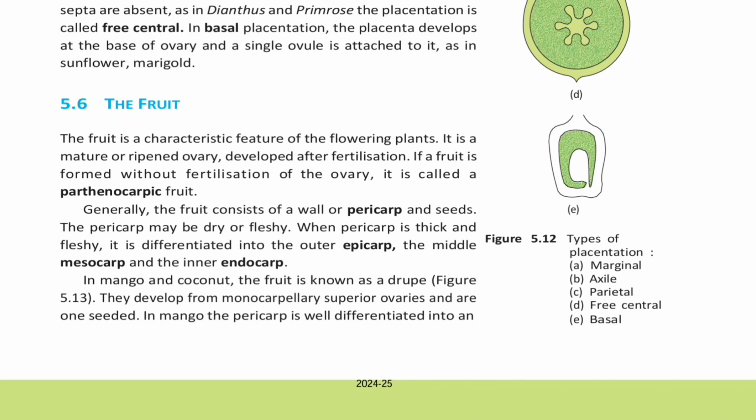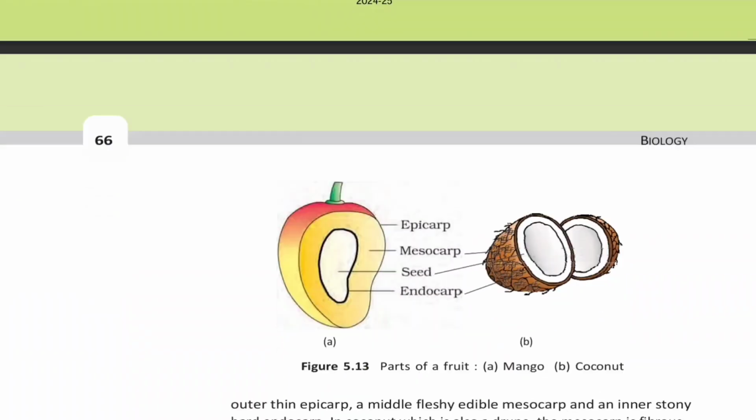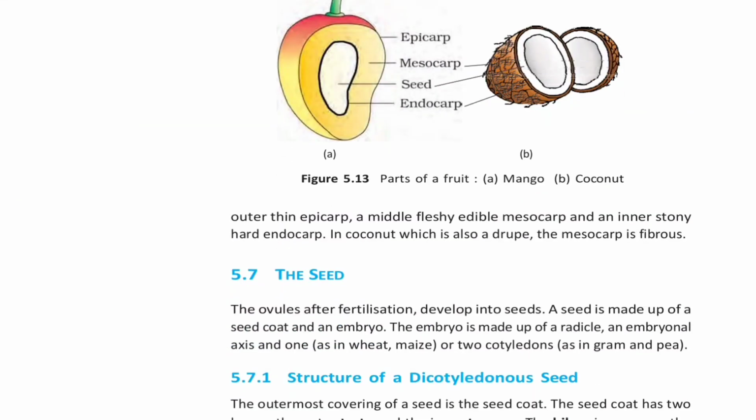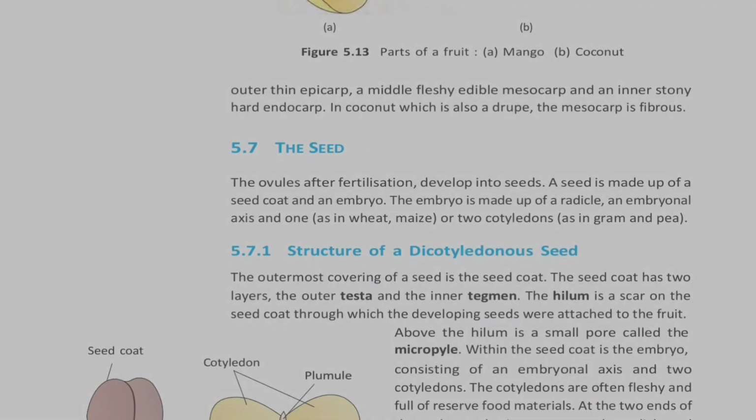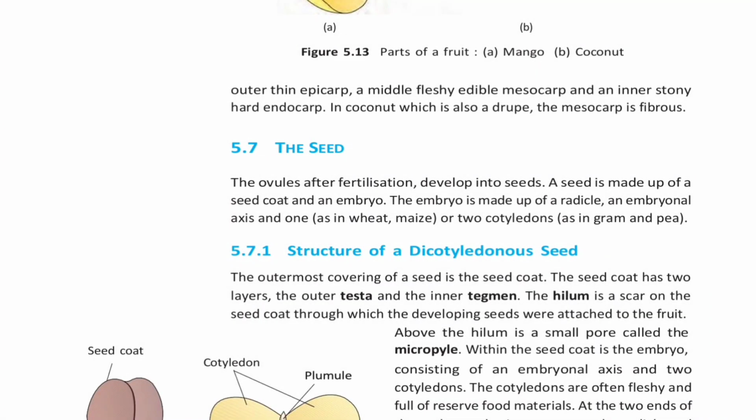In mango, the pericarp is well differentiated into an outer thin epicarp, a middle fleshy edible mesocarp, and an inner stony hard endocarp. In coconut, which is also a drupe, the mesocarp is fibrous. 5.7 The seed. The ovules after fertilization develop into seeds. A seed is made up of a seed coat and an embryo. The embryo is made up of a radicle, an embryonal axis, and one cotyledon, as in wheat and maize, or two cotyledons, as in gram and pea.